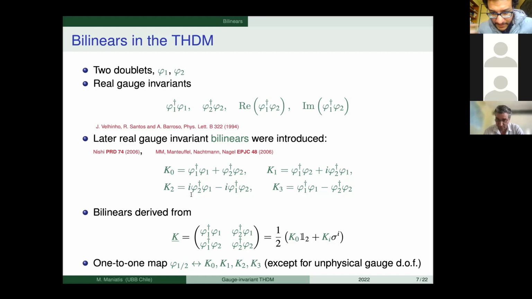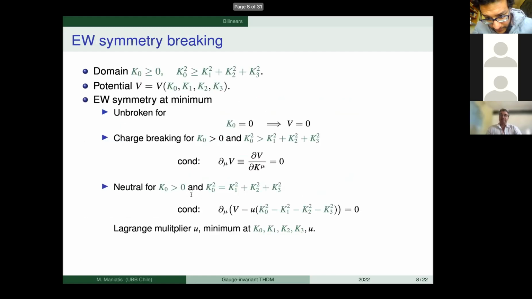Please, always interrupt me. For instance, as I said, by definition, these K's, which now replace phi 1 and phi 2, these two doublets, live in this domain. If you think about K0, K1, K2, and K3, this is a forward light cone region somehow. K0 is a forward light cone. If you choose it like that, these are real functions and they are defined on the forward light cone region. So what we do, I will show you, we replace the potentials of phi 1 and phi 2 by these K's.